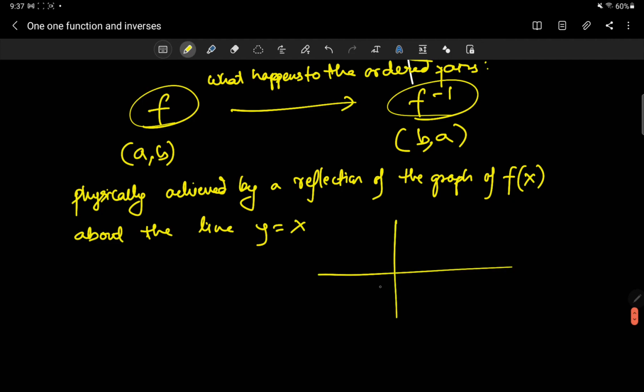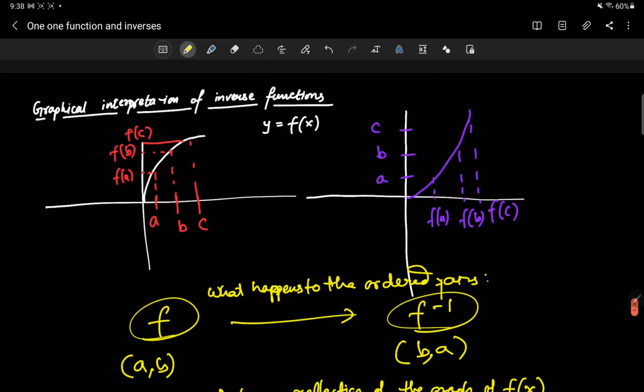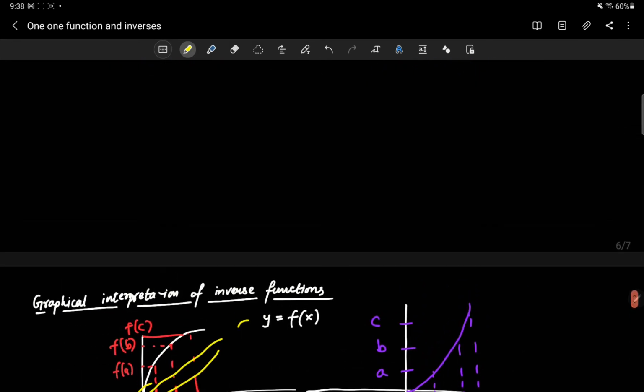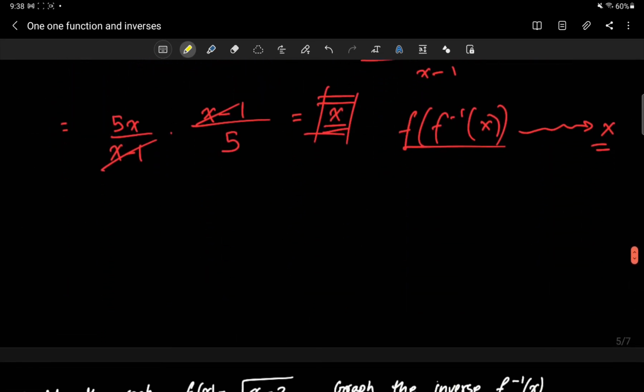And here's why that works. If you reflect anything on this line, your inputs and the outputs get exchanged. Point (a, b) becomes point (b, a). That's because this is the line where y equals x, and when you travel across it, the y and the x interchange. So another quick way to obtain the inverse graph would be to just reflect that. Let's apply that to an example.